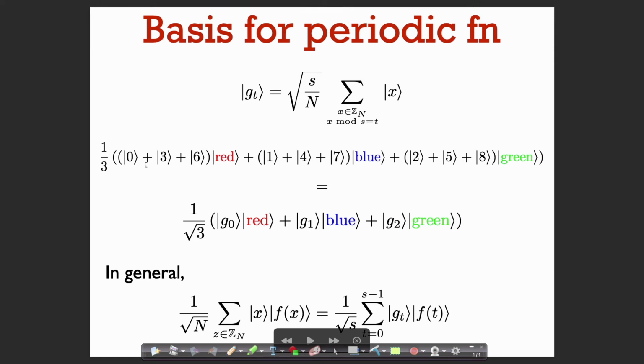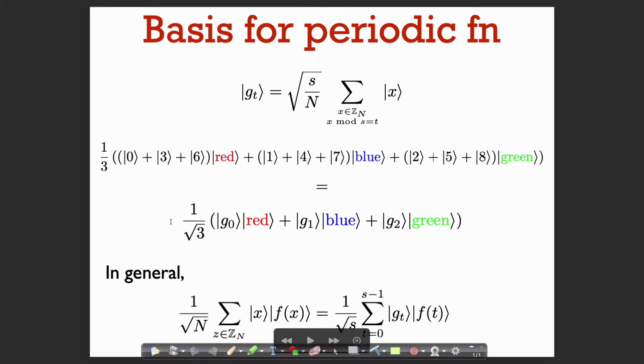Let's see what that gives us. This is equivalent to 1 over root 3 times the state G0 tensored with red, the state G1 tensored with blue, and the state G2 tensored with green. Again, why is the normalization here 1 over root 3? Well, I define GT to be a unit vector, and we know that this state overall is a unit vector. I have 3 unit vectors here that are orthogonal, so my normalization should be 1 over root 3.